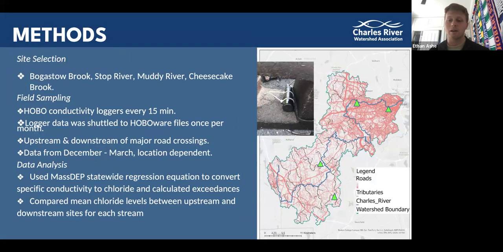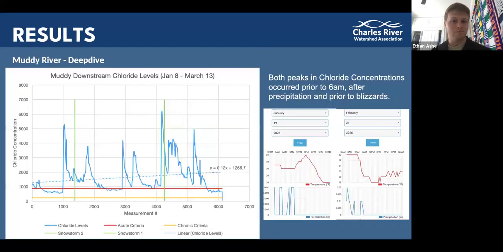Our methods: in the graph on the right, you can see the locations that we picked for monitoring. You can also see an image of our sensor that collects conductivity data live every 15 minutes from each of these points. We used an upstream and downstream location, and my internship focused on going into the field and pulling these sensors and monitors and collecting the data using a separate device. And this is some of the data that we were able to collect from it.